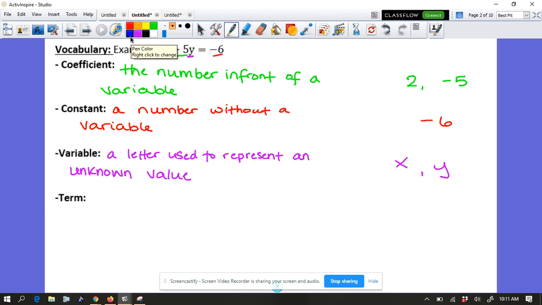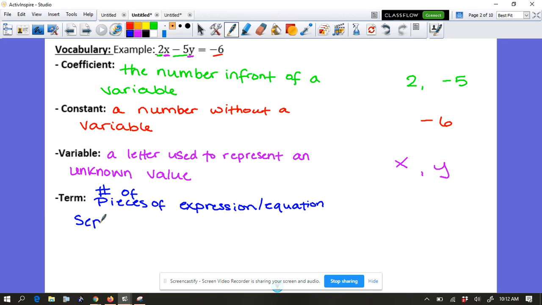The last definition we have is a term. It is a piece of the expression, or it could be equation, separated, or it's the number of pieces of an expression or equation separated by plus, minus, or an equal sign.